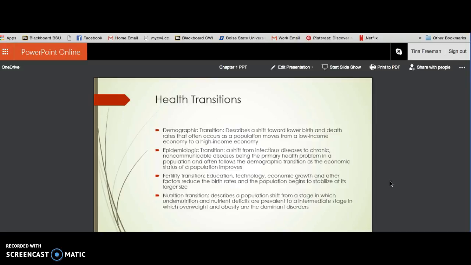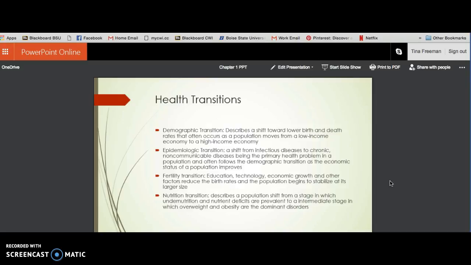Then there's the fertility transition. This is education, technology, and economic growth and other factors that reduce birth rates, and the population begins to stabilize at its larger size. I think we're again seeing that within our own country.